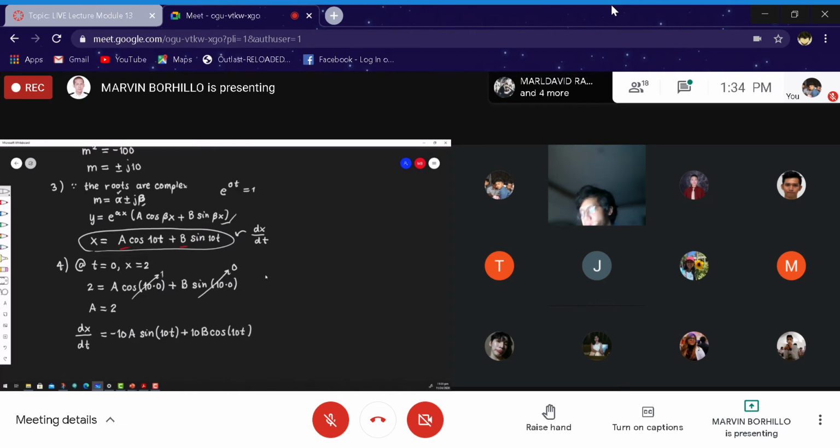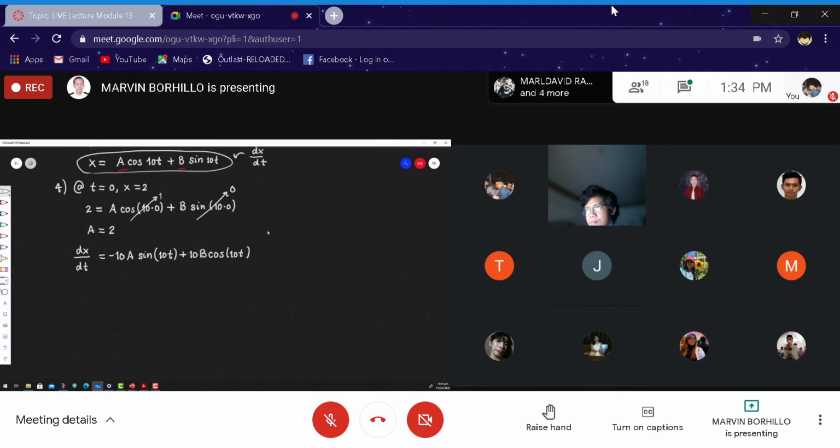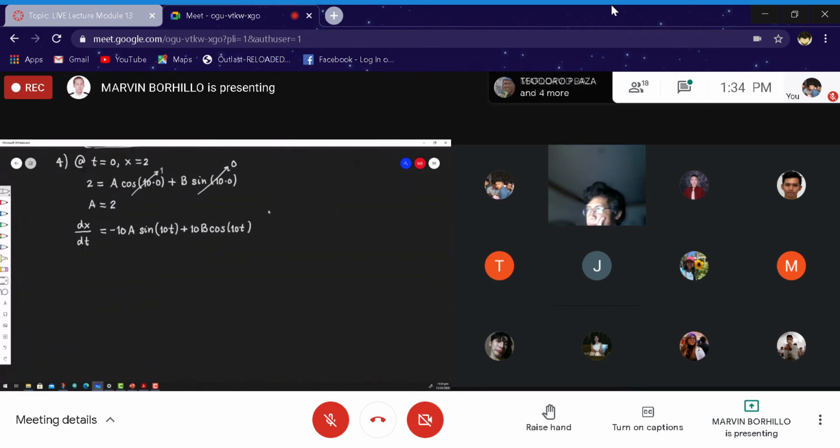So let's substitute the remaining boundary condition. At t is equals to 0, dx over dt is equals to 0. Madali-dali, no? So, dx over dt is 0. Gamitin natin itong equation na to. dx over dt is 0. The left side will be 0.